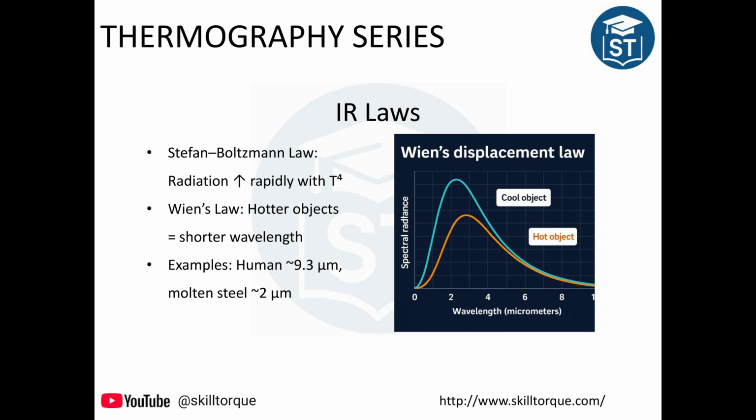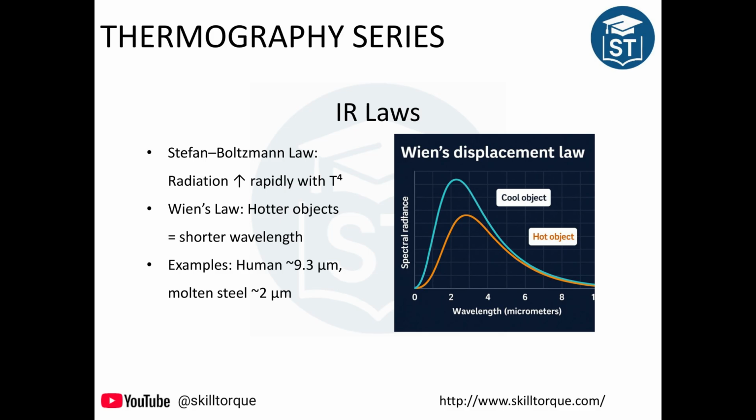And after that, if you see any kind of metal that is heated up to 1200 degrees Celsius, you will find the wavelength of that metal will be very, very short, somewhere around 2 to 3 microns. So I think it's very clear what the Stefan-Boltzmann law and the displacement law are.